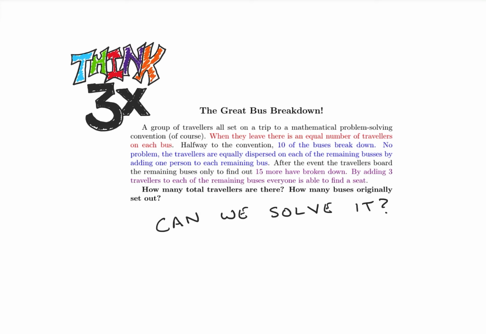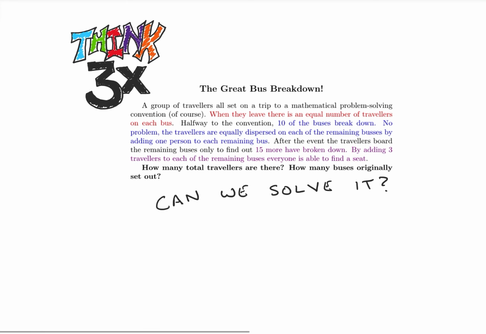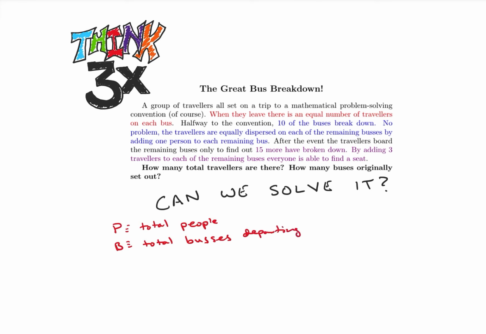The first thing I want to do is make sure that I'm defining my variables. My first variable is going to be the total number of people, and I'm going to name that P. My second variable is going to be the total number of buses departing from the beginning point, B. And then my N is going to be my initial number of people on each bus.